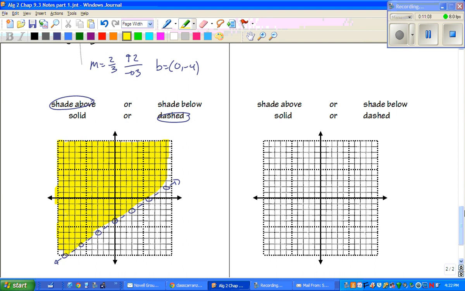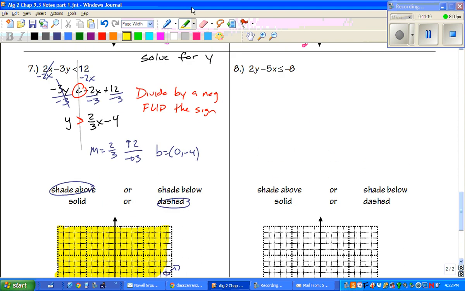There we go. All right, number 8. Got to solve. Add the 5x because we want the y by itself. 2y is less than or equal to 5x minus 8. You divide by 2. It's a positive 2, so we keep the sign. Remember, fractions are good.